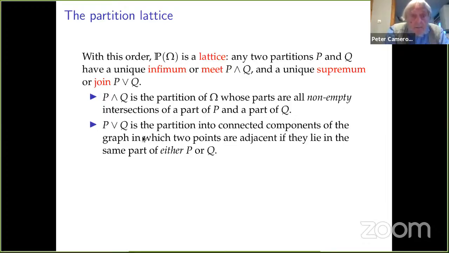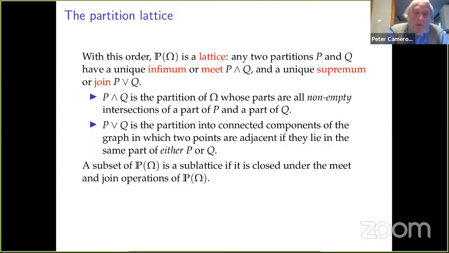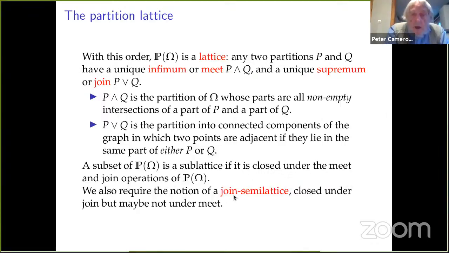So we have a lattice of partitions, and we'll be interested in sublattices, which are subsets closed under meet and join, but we'll also be interested in join semi-lattices, which means they're closed under join, but possibly not under meet. So finally, the geometry of a diagonal group is going to turn out to be a join semi-lattice, but we need a little bit of background to actually get to that point. So we're going to be working in the partition lattice all the time for the next little while. So I hope that's clear.